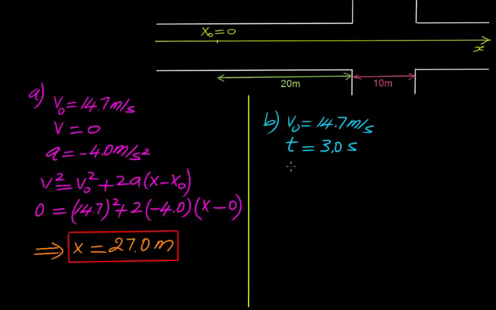Finally, the acceleration of the car, as given in the question, equals positive 2.0 meters per second squared. Based on this information, the best mathematical equation that can allow us to solve for the displacement is the one that relates the displacement to time. It's the equation that says x equals x0 plus v0 t plus 1/2 a t squared.